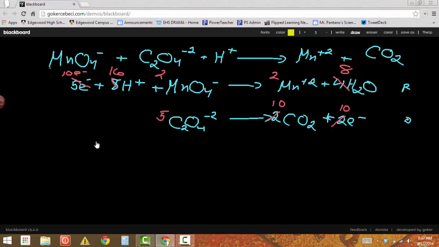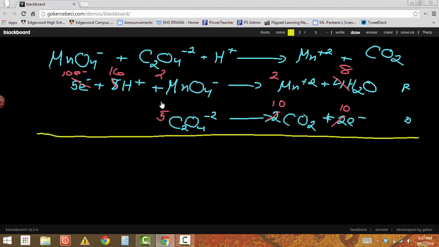So now we're going to cancel anything that shows up on both sides of my half reactions, and I'm going to add them all back together. I'm going to draw this little line here so that we can add them up. Now, what shows up on both sides? Well, the 10 electrons, those immediately go away. The whole point of multiplying both reactions to get the number of electrons equal was so that we could cancel them out, because we don't want electrons in our final equation.